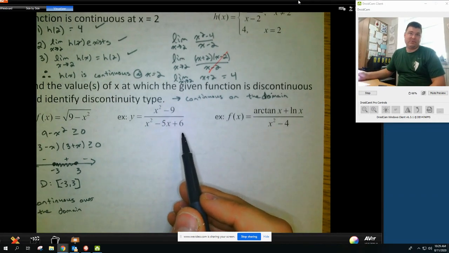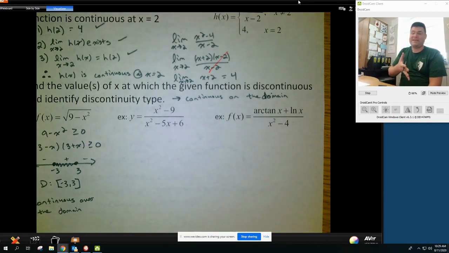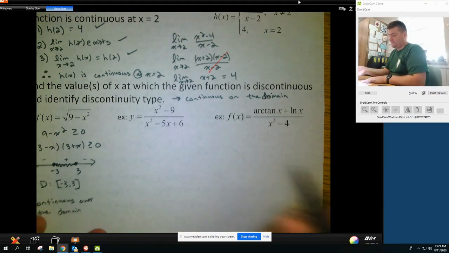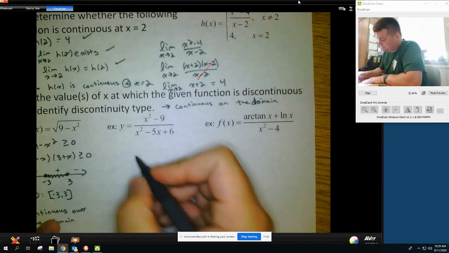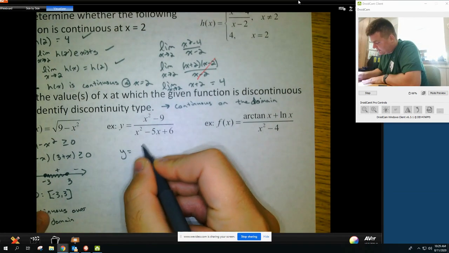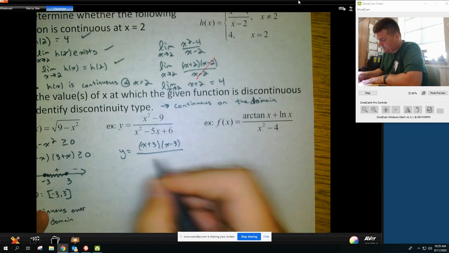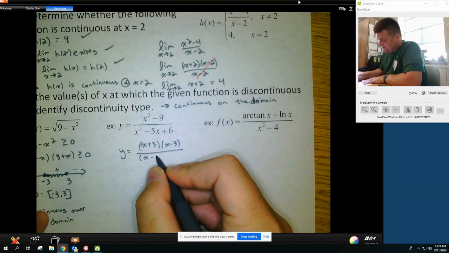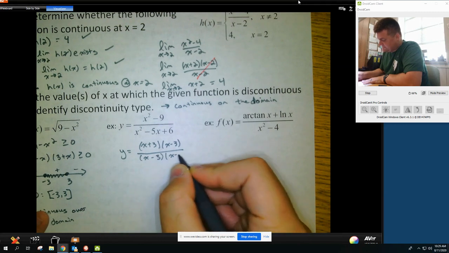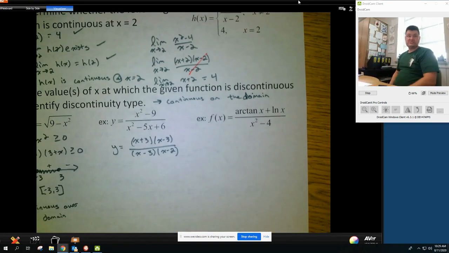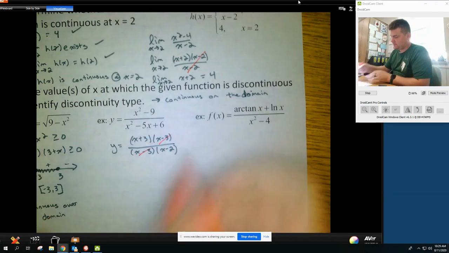And essentially, I'm looking at the fraction. I'm looking for vertical asymptotes. Those are infinite. I'm looking for holes. So first things first, I'm going to factor because you got to find holes first. So let's factor the top and bottom. We're going to get x plus 3, x minus 3, all over x minus 3, x minus 2. Yep, and if you notice, these are going to cancel out.